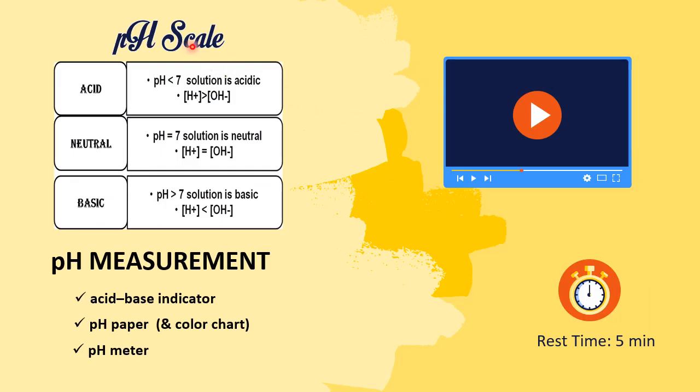Next, about the pH scale. pH can be acidic, neutral, or basic, depending on the value. If less than 7, the concentration of hydronium or hydrogen ion is higher, so pH less than 7 is an acidic solution. If equal to 7, it is a neutral solution, meaning the concentrations of H+ and hydroxide ion are the same. And pH more than 7 means the hydroxide ion is higher, so it is a basic solution. The pH scale can be measured by various tools: acid-base indicators like phenolphthalein, alizarin yellow, methyl orange, or methyl red, or pH paper or a pH meter.